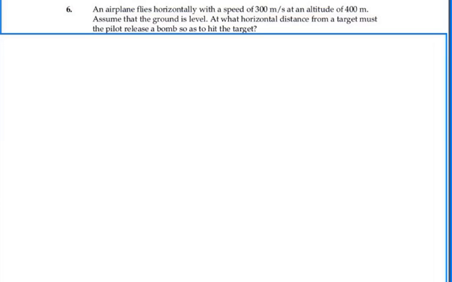Now let's look at problem 4.6. An airplane flies horizontally with a speed of 300 meters per second and an altitude of 400 meters. Assume that the ground is level. At what horizontal distance from a target must the pilot release a bomb so as to hit the target?